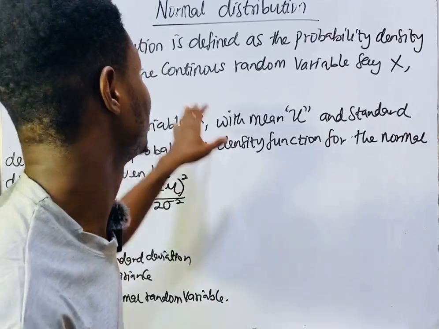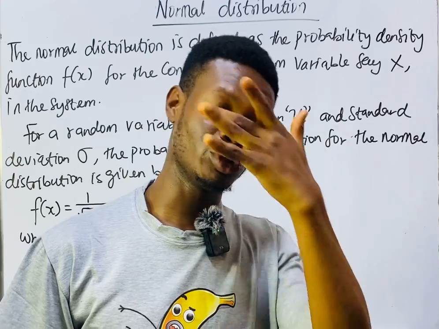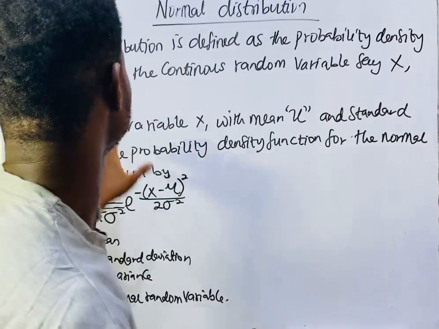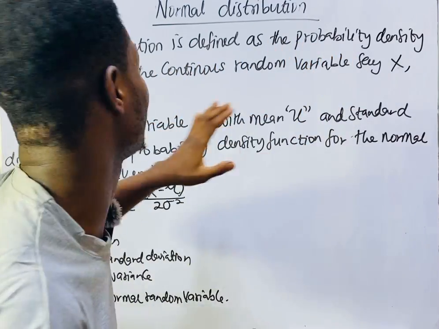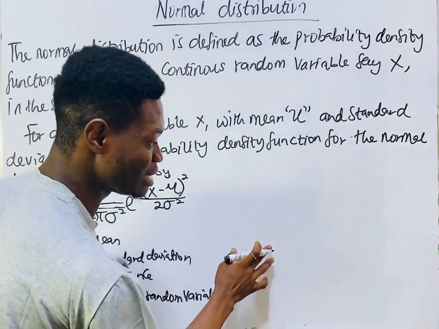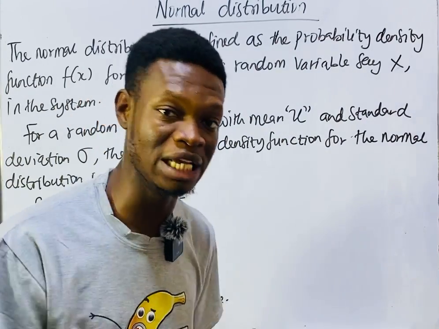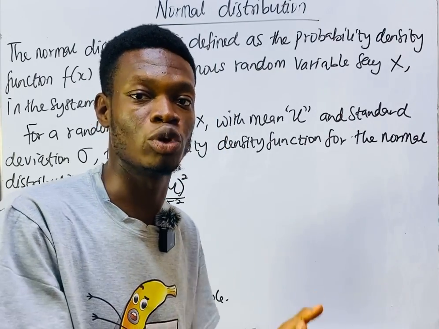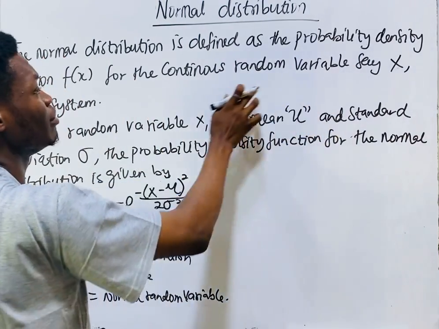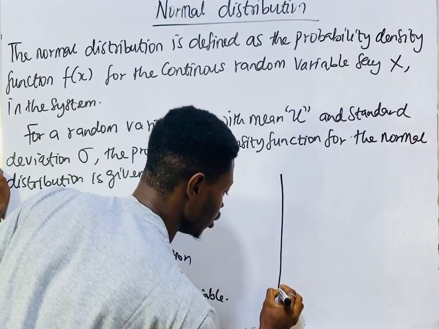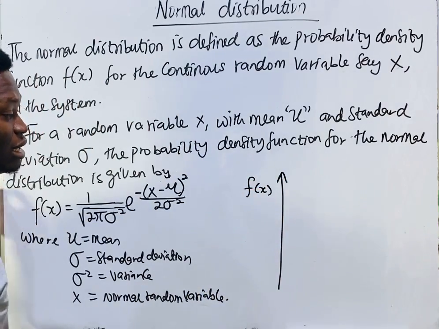So today we'll be talking about the normal distribution. You know that the normal distribution is a type of continuous random variable. The normal distribution is defined by the probability density function. Under a continuous random variable we have the PDF, whereas a discrete one is associated with the PMF, the probability mass function. The curve is called f of x, known as the PDF.